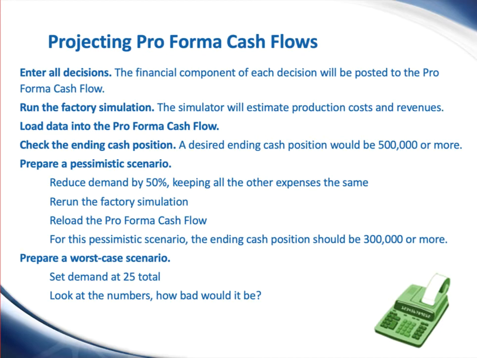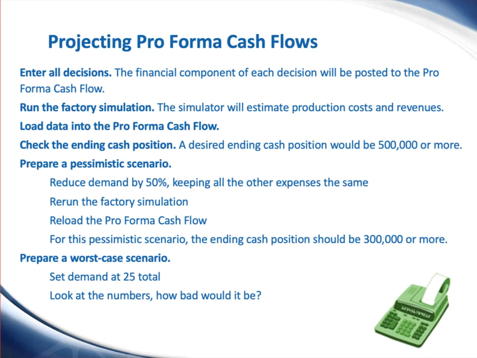A desired ending cash position should be at 500,000 or more. That is important. If you run it the first time, you'll be surprised. You are finding issues with your decision making, and you probably have to change some of your decisions, some of replenishment points, etc., because you're running out of money. Therefore, doing a projected pro forma cash flow with the factory simulation is absolutely mandatory for all groups to do before they submit their decisions.